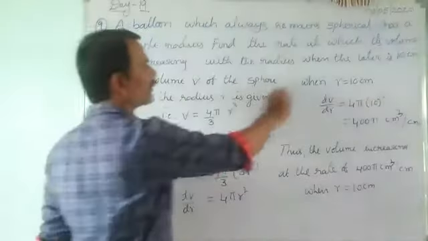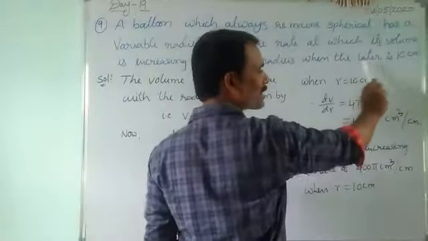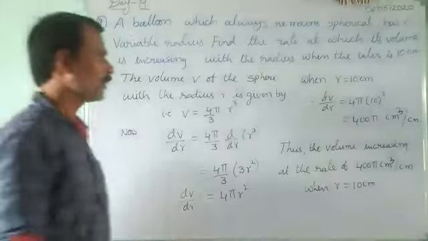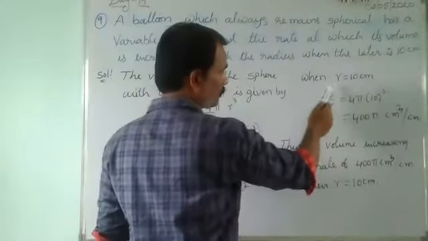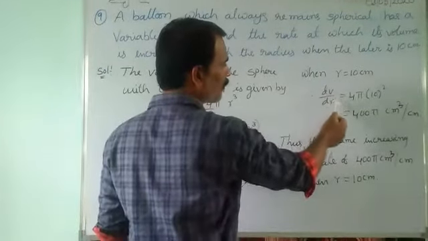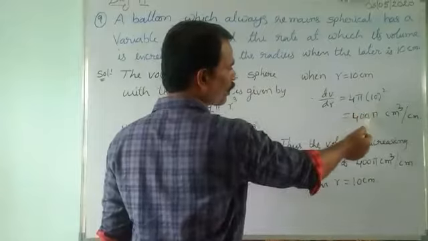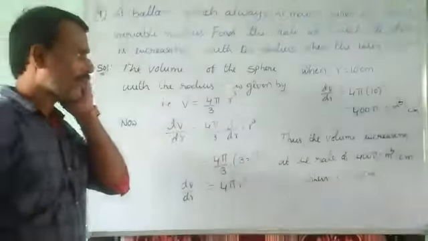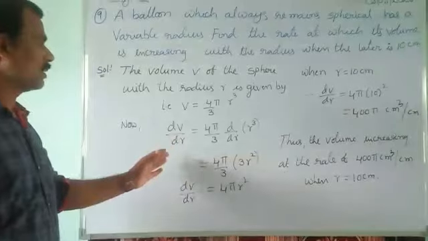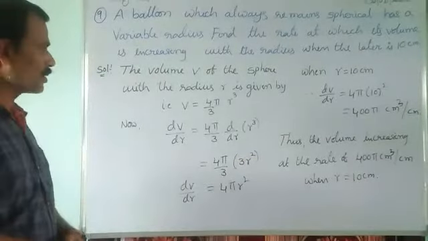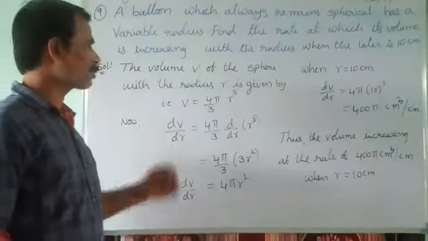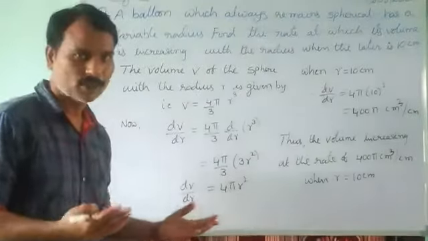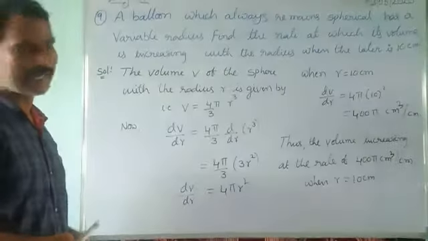Here the radius is 10 centimeter. So R is equal to 10 centimeter, and dV by dR is equal to 4 pi into 10 square, which is 400 pi centimeter cube. Why I wrote it this way: if we were taking the change with respect to time, we would get dr by dt, but we don't have any dr by dt value.